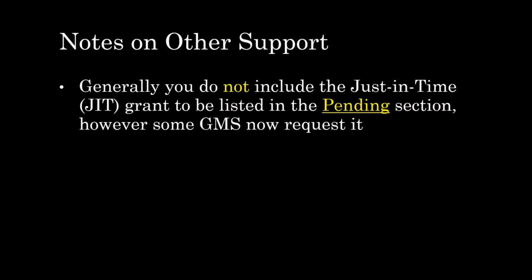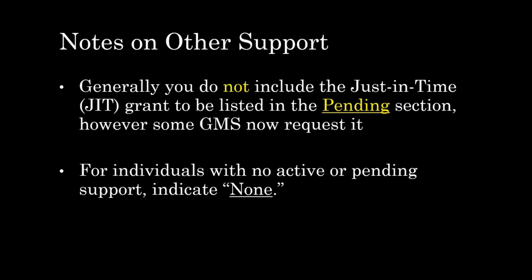So some notes on other support. Generally, you do not include the just-in-time grant to be listed in the pending section. However, we are starting to see that some GMSs are now requesting it. So you can use your own discretion here, but at the time we would ask you to leave it off unless the GMS asks otherwise. And for individuals with no active or pending support, indicate none. So always have all the sections of the other support listed, and if there is nothing there to list, simply state none.